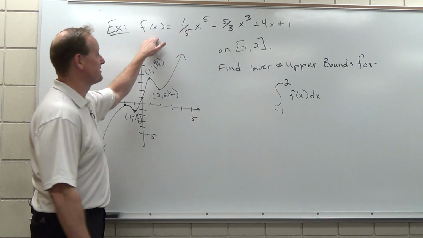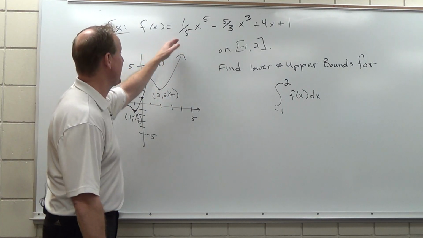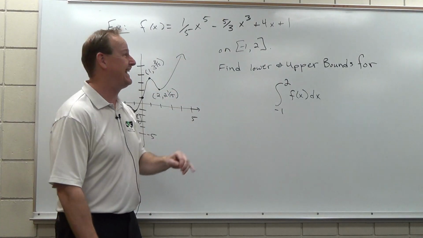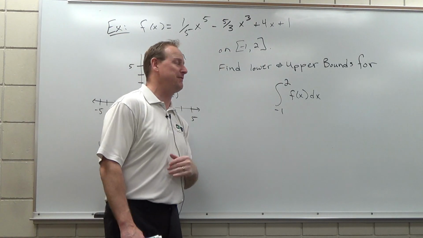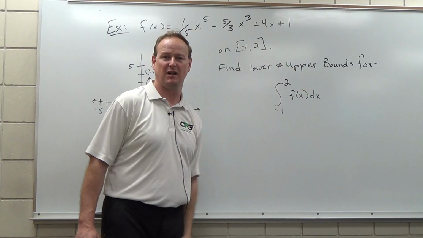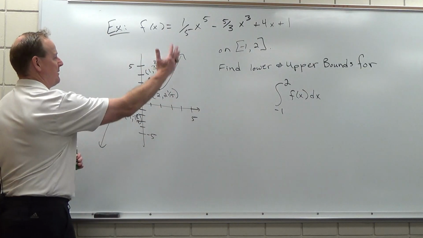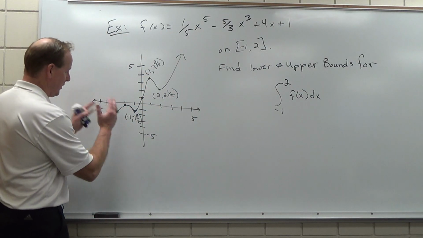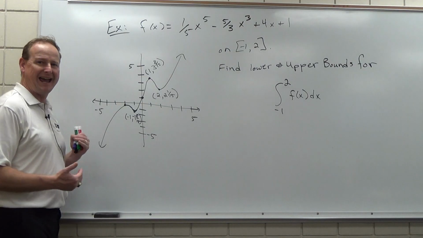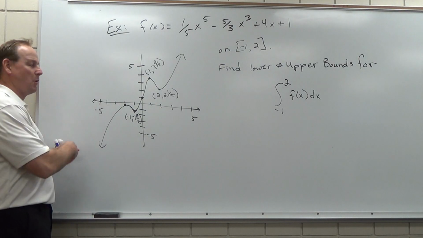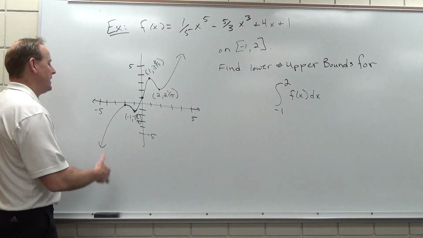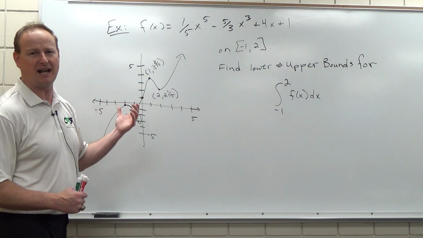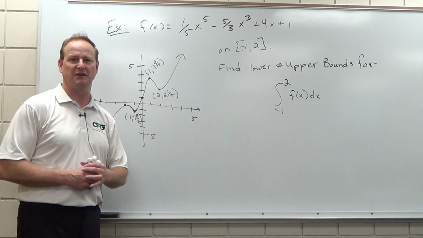of mine. This was a function that we did back in a previous chapter. We had f of x is 1/5 x to the 5th power minus 5/3 x cubed plus 4x plus 1. And what we did is that we came up with a wonderful graph of this. We knew exactly where the relative max and relative min heights were, where it went from increasing to decreasing, where it went from concave down to concave up and vice versa, and where the points of inflection were.